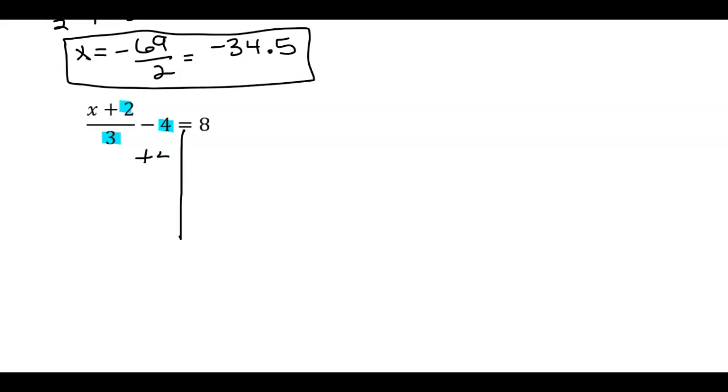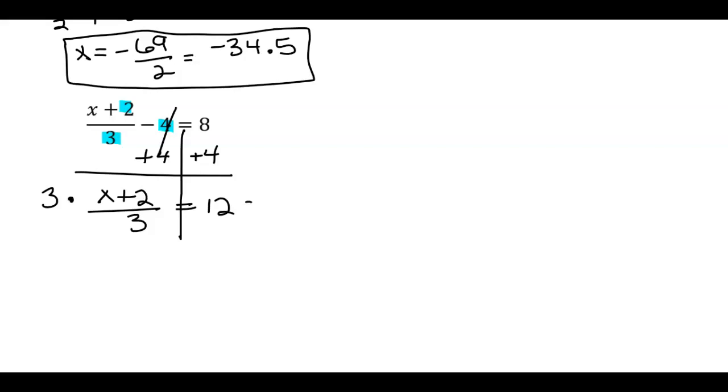So I'm going to add 4 first. Because what I'm trying to do is make it so I only have a fraction on the left. So my 4's cross off. And so I get x plus 2 divided by 3 is equal to 12. I have this 2 and 3, but remember I need to get rid of that big fraction first. So this one I actually have to times by 3 first. My goal was to get rid of the 3, so those are gone.